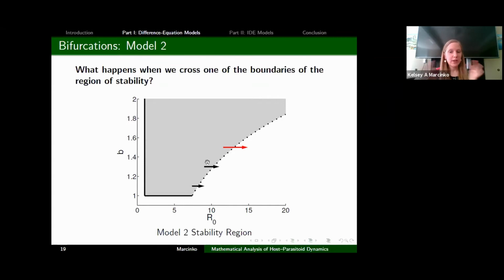So I want to look a little bit more in detail at what that transition looks like when we actually cross the boundary. I'll show you in just a moment the dynamics and the bifurcation diagram as we cross this stability boundary at this red arrow location. Let's see. There we go.